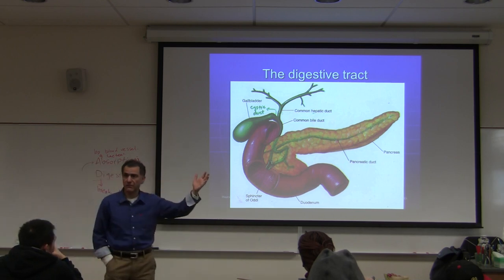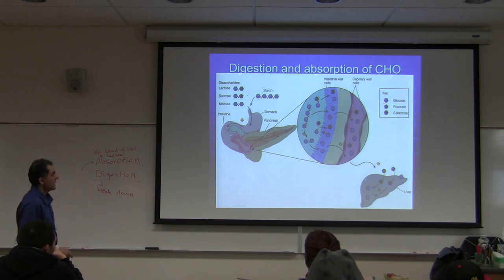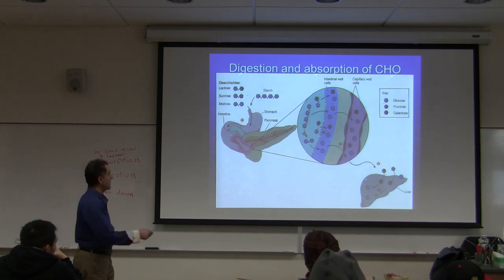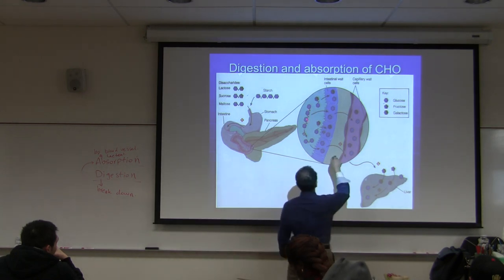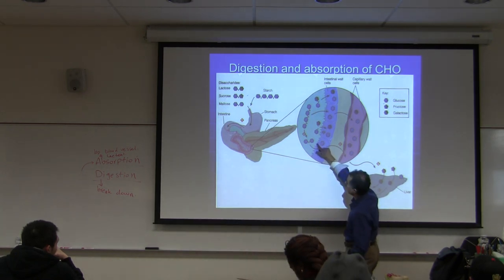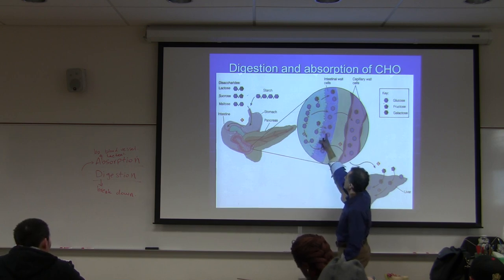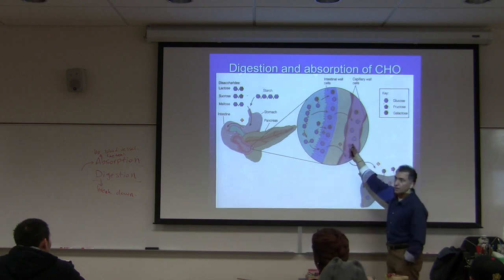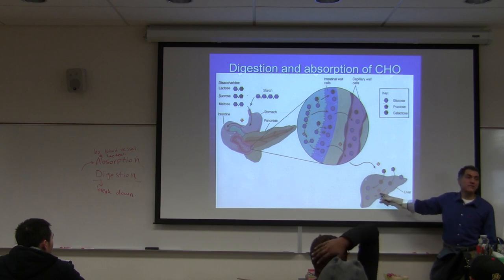Here, another function of the liver. Did I mention that already? Yeah. Here are the molecules that we were talking about. Here are large molecules of carbohydrates. In the brush border, there are enzymes to break them down. For example, this is maltose. It breaks it down to single glucose molecules. They are absorbed, and then transferred to the blood vessels. The blood vessels will take them to the liver. That's another function of the liver.